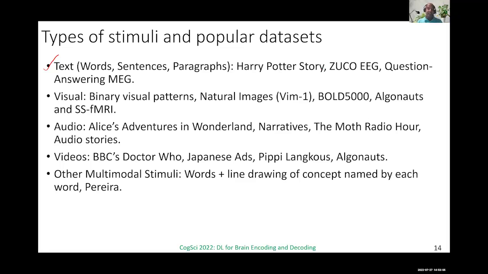There are visual data sets. In fact, initial experiments in computational cognitive science and neuroscience started with visual data sets, binary visual patterns, and then slowly graduated to natural images, images of scenes, images of particular objects and object interactions, and so on. Audio data sets include various kinds of stories like Alice's Adventures in Wonderland, narrative stories, as we'll see. Then video data sets, and other kinds of multimodal data sets like words combined with images.